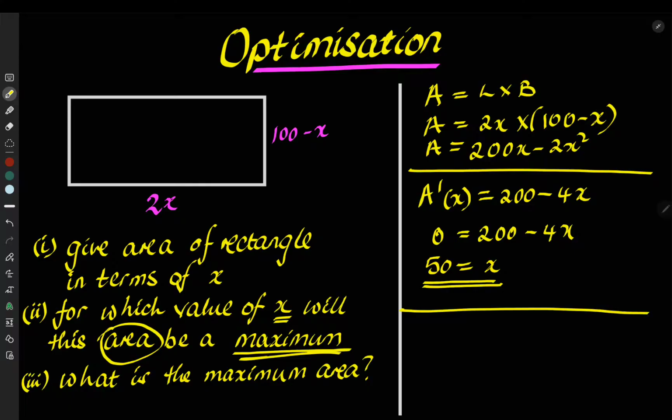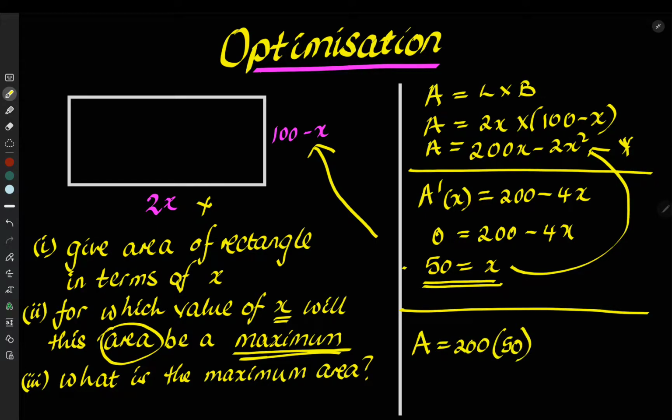Now, moving on to the last question. What is the maximum area? Now we just substitute the x value into the area function, or you can take the x value and put it into the dimensions. Then you will be able to determine what the area is. But I will just substitute into the area function. So area will be equal to 200 multiplied by 50, then minus 2 bracket 50 squared. And you see that the area will be 5,000 units squared, because we do not know what units they were. If they are centimeters, you just say centimeter squared. If they are meters, you just say meter squared.